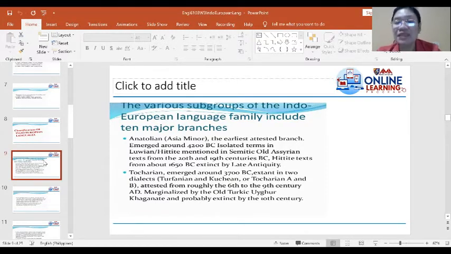Now, Hittite texts from about 1650 BC, extinct by late antiquity. Okay, so that is Anatolian.